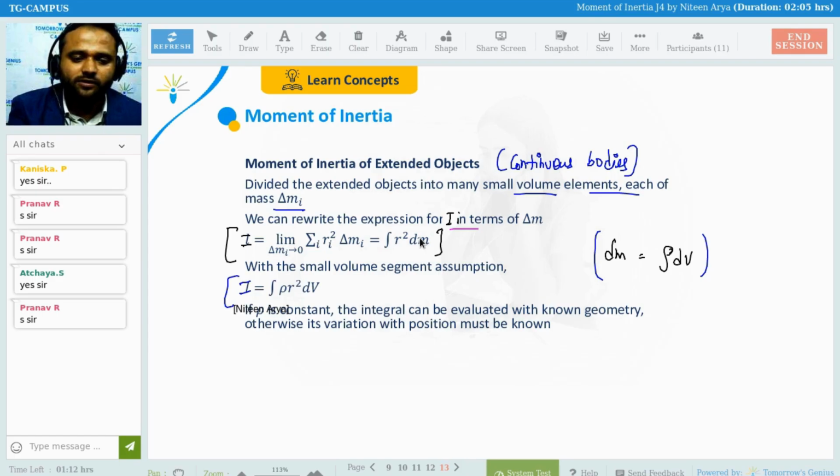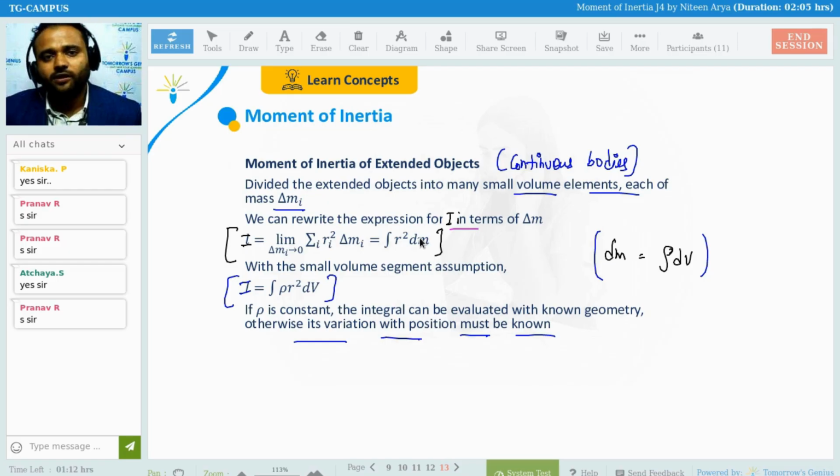So I is the integration of rho r square dV, where rho is a constant, the mass density for a volume. The integral can be evaluated with the known geometry. Otherwise, its variation with position must be known. Either you know the rho or its geometry, or you need to know what kind of density this is: linear mass density, surface mass density, or volume mass density. Clear, everyone?